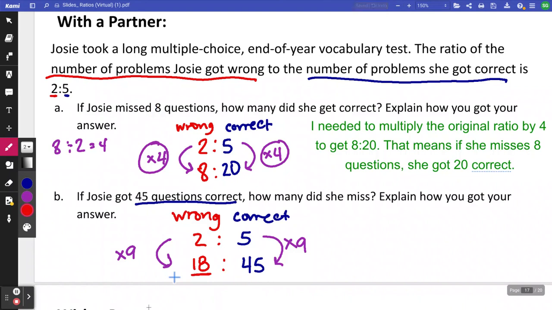What all of these have in common is they would all work out to the same grade because you're getting the same percent of questions wrong and the same percent of questions correct. We're just changing how many total questions there were on all of these.